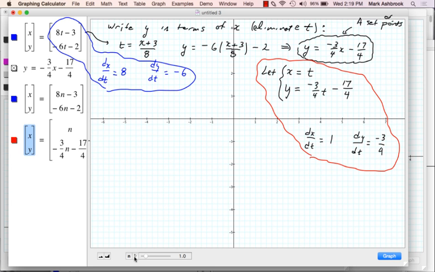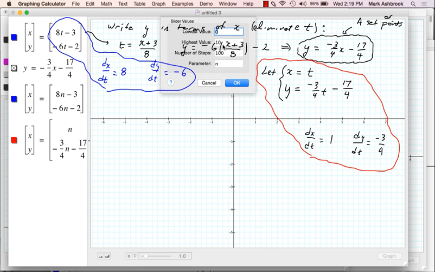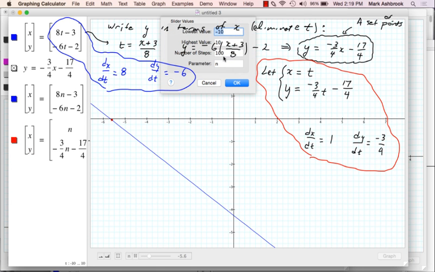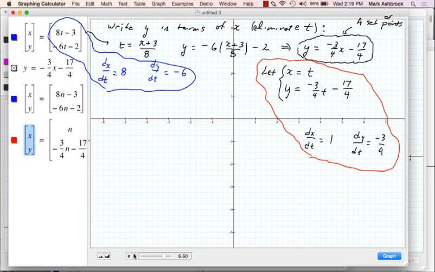Watch. So now we're going to let this graph one point at a time. A lot more steps here. Okay, now we got it. So watch what's going to happen. This is our value of t. As t changes, here's the red version: dx dt equals 1, dy dt equals -3/4. There goes the blue version.